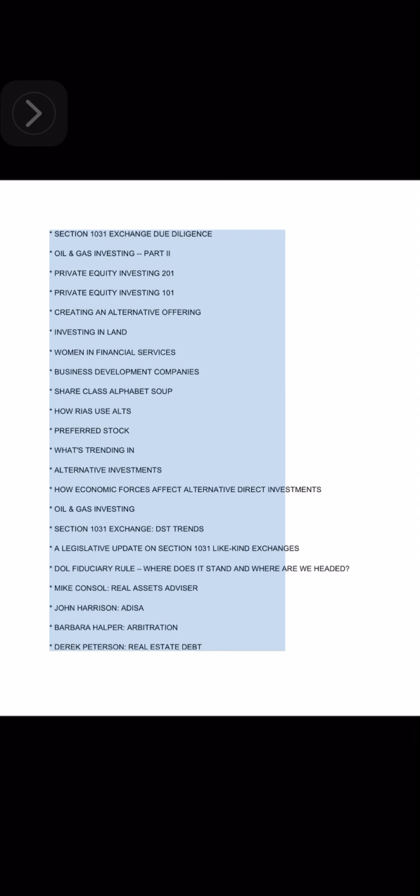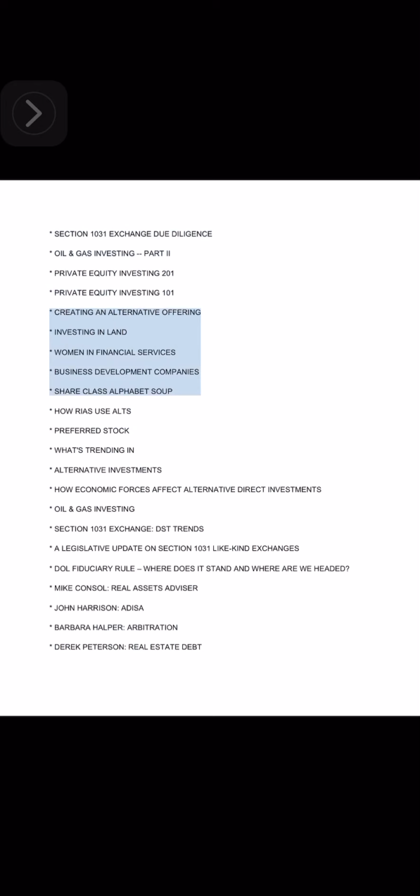1031 Exchange. Investing in the current market cycle. E&O Insurance for Alternative Investments. An Update on the DOL Fiduciary Rule. Non-Traded REIT Update. Alternative investments in the broader market. Commercial real estate debt investing. Cybersecurity. Alternative custodians. Alternative investments from an RIA perspective. Section 1031 Exchange Due Diligence. Oil and gas investing, Part 2. Private Equity Investing 201. Private Equity Investing 101.